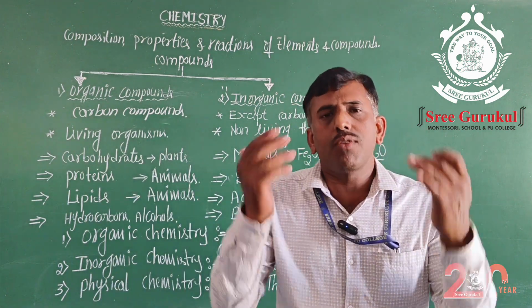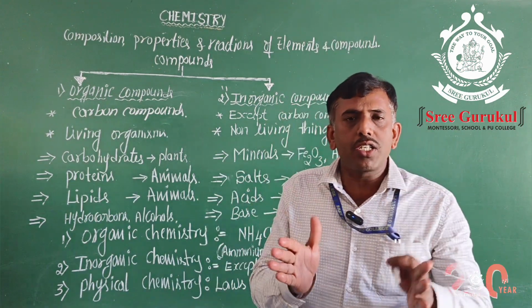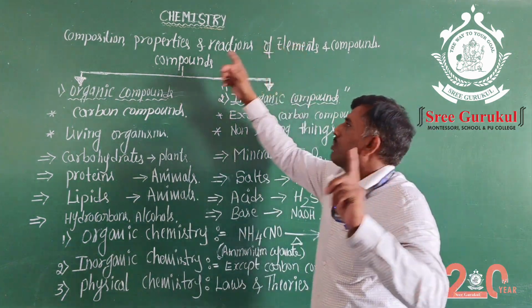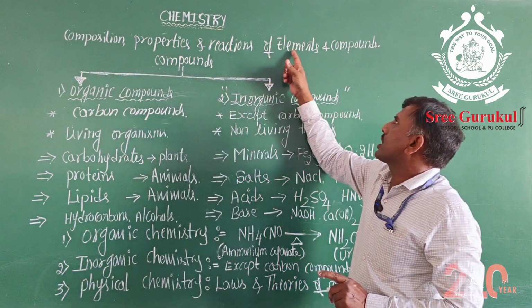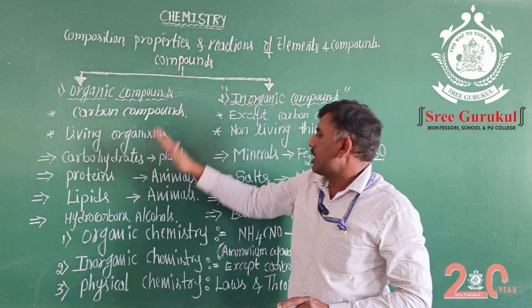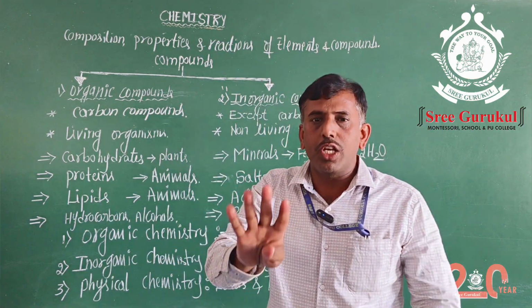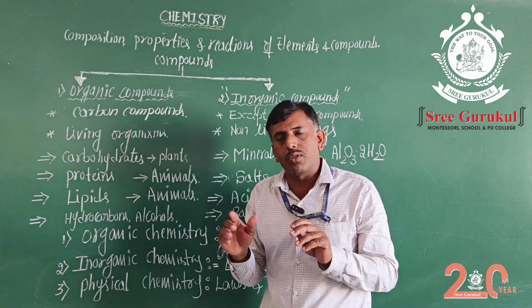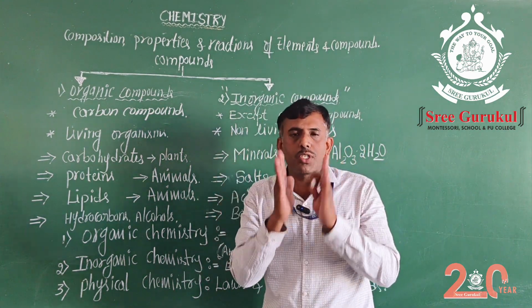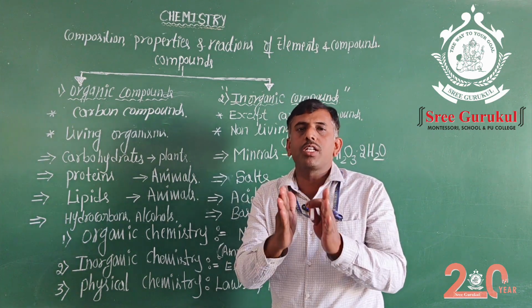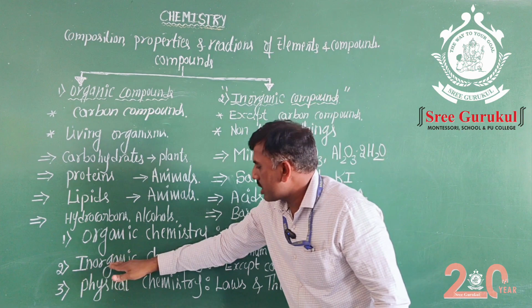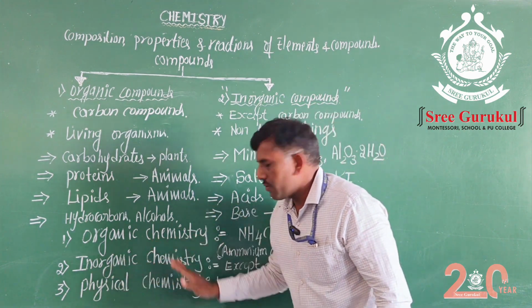Dear students, next now we shall move on to the branches of chemistry. Chemistry is a branch of science which deals with the composition, properties, and reactions of elements and compounds. Chemistry is divided into mainly three branches. Many branches are there, but in first PU and second PU, we discuss mainly three branches: organic chemistry, inorganic chemistry, and physical chemistry.